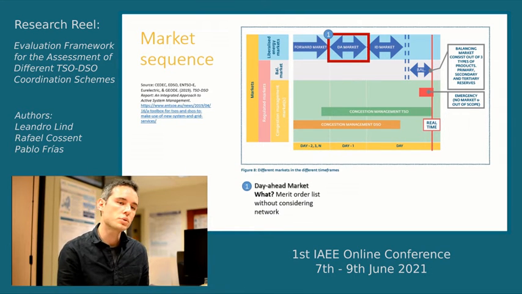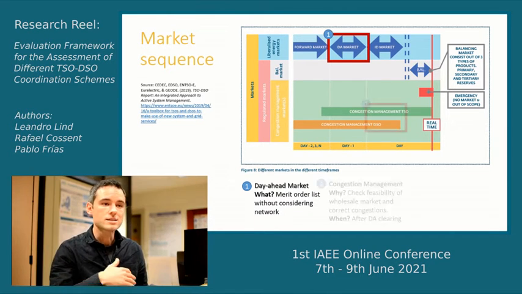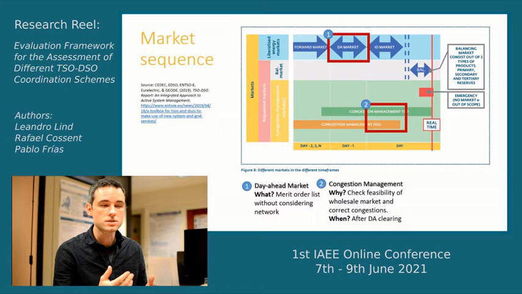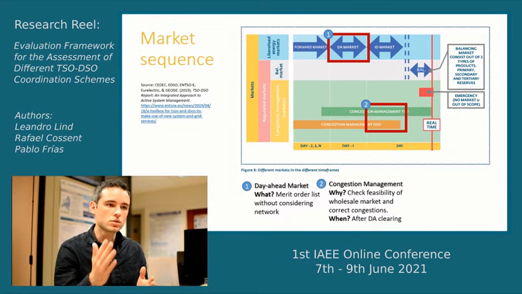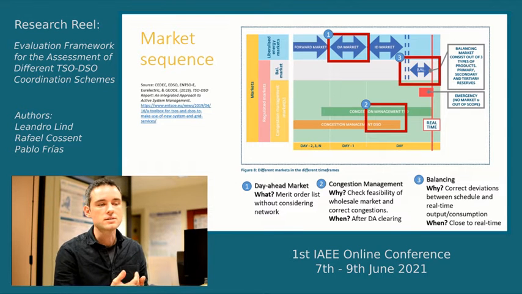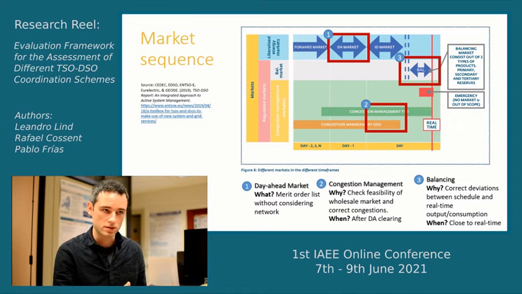First, a market operator runs a wholesale energy market, the day-ahead. This market does not consider the network. The market results are then sent to the system operator that checks the feasibility of the market clearing and, if necessary, runs a congestion management market, somewhere between the day-ahead and close to real-time. Finally, a balancing market is necessary, close to real-time, to compensate for deviations from forecasts of renewables or demand.